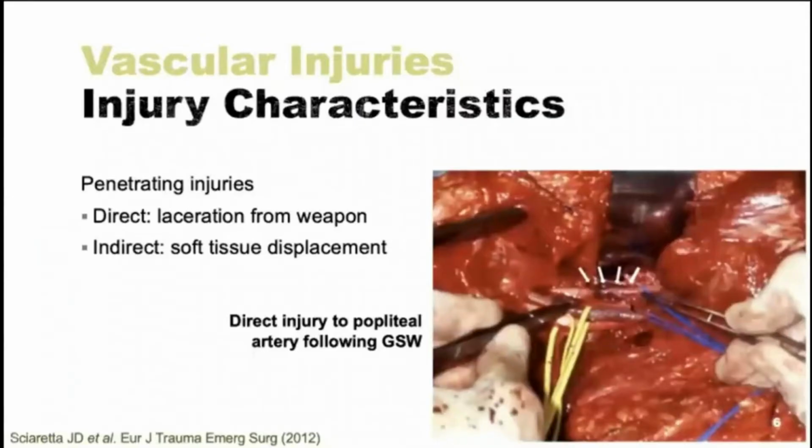It's important to understand what makes vessels susceptible to injury. For penetrating injuries, it could be direct trauma, like a laceration from a weapon such as a knife, or it could be indirect, like with a gunshot wound, where soft tissue expansion or displacement can cause a vascular injury even if it's not a direct laceration. This figure shows a direct injury to the popliteal artery following a gunshot wound. If you look closely, you can see an area of obvious injury to the vessel, as well as some thrombosis in the vessel proximal and distal to the injury itself.